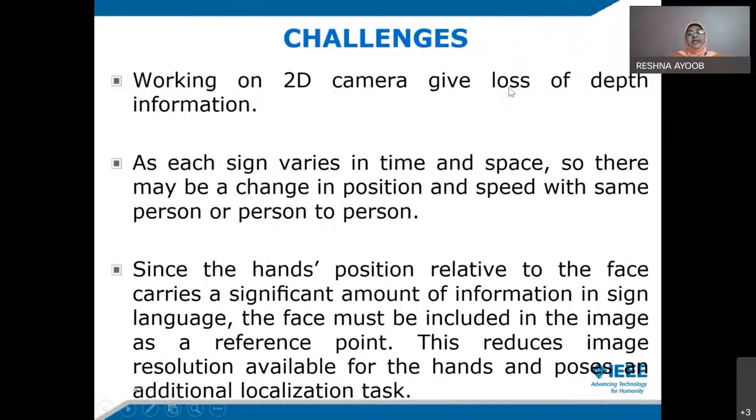Then working with a 2D camera loses a lot of depth information. Here, like this, the fingers are folded. So this depth information is lost in the case of a 2D camera. If I'm showing like this or this, sometimes we can identify, but sometimes if I am showing like this, we cannot identify the underneath part. So that will give a loss of depth information. And as each sign varies in time and space, there may be a change in position and speed with the same person or from person to person. If some person is showing the hands very fast, someone showing very smoothly, the speed difference between these two will also affect the system.